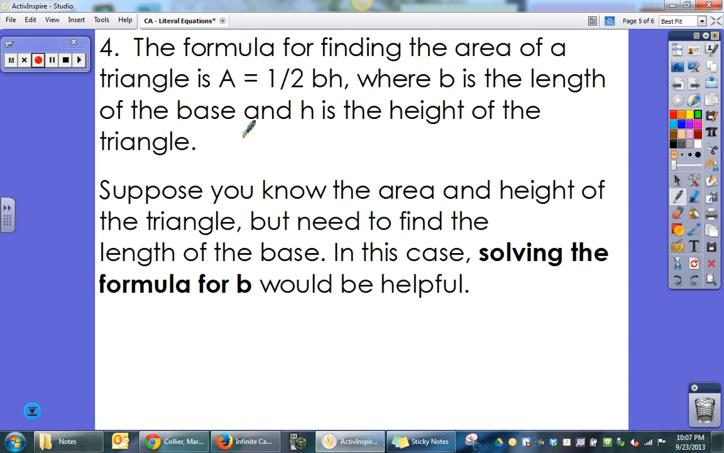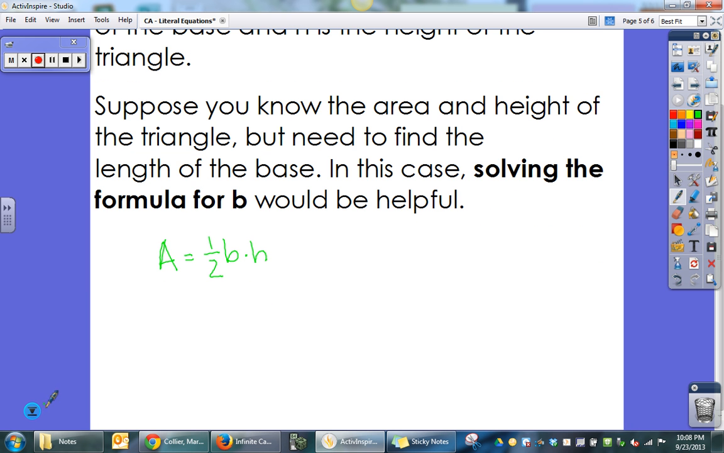Alright, the formula for finding the area of a triangle is 1/2 base times height. Suppose that we know the area and the height, but we need to find the length of the base. In this case, it would be helpful to solve for b. So we're going to take our formula and solve for b. My formula is area is equal to 1/2 base times height.